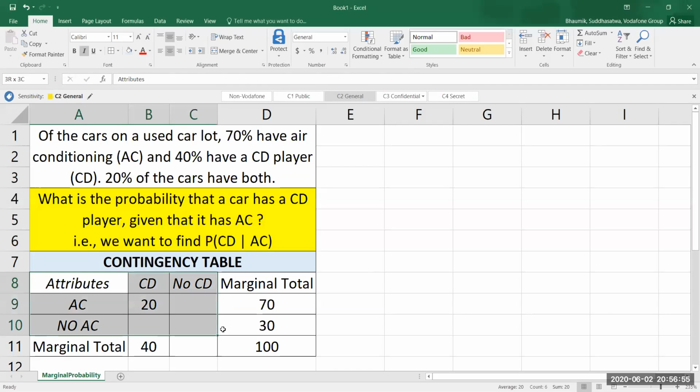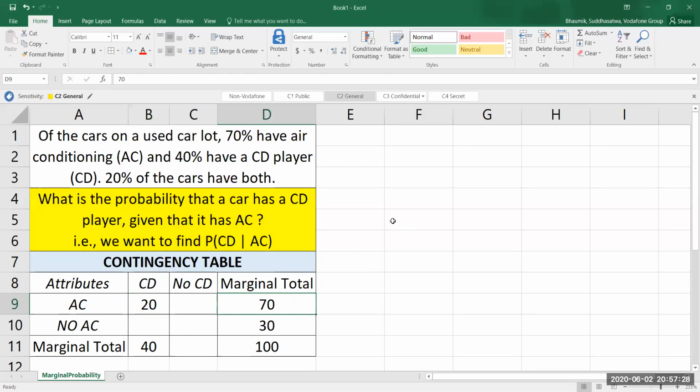If I take a combination of these, what kind of data do I have, and how did I find all these numbers? I can see there is a clear case where it says 20% of the cars have both. So cars having both AC and CD, the intersection of these two cells, is 20. Then the problem statement says 70% have air conditioning. It does not say how much of that 70% has a CD player or not. So I put that over here.